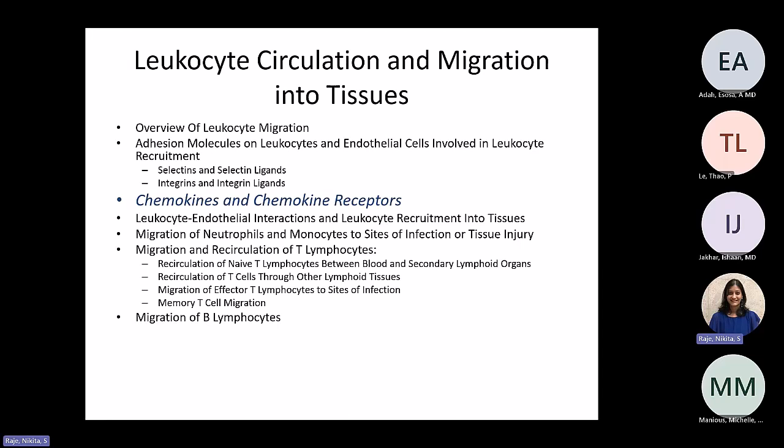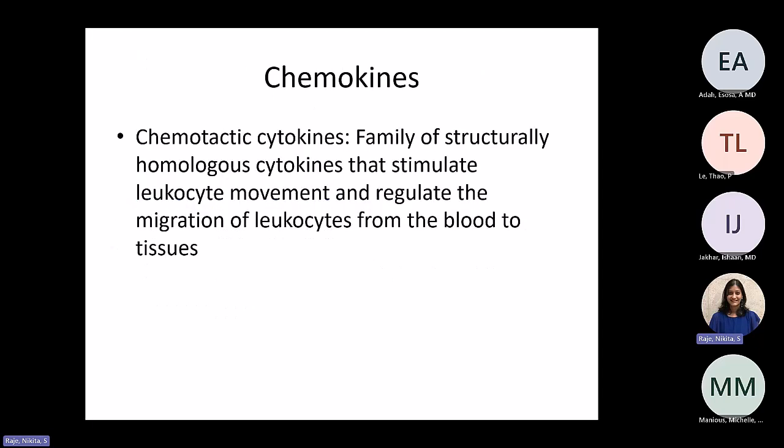Now we talk about another kind of molecule involved with circulation and migration, which are called chemokines, and their receptors, chemokine receptors. So what are chemokines? These are a type of cytokine that have a very specific role. So it's a family of structurally homologous cytokines that stimulate leukocyte movement and regulate the migration of leukocytes from the blood to the tissue. So that's the purpose for chemokines.